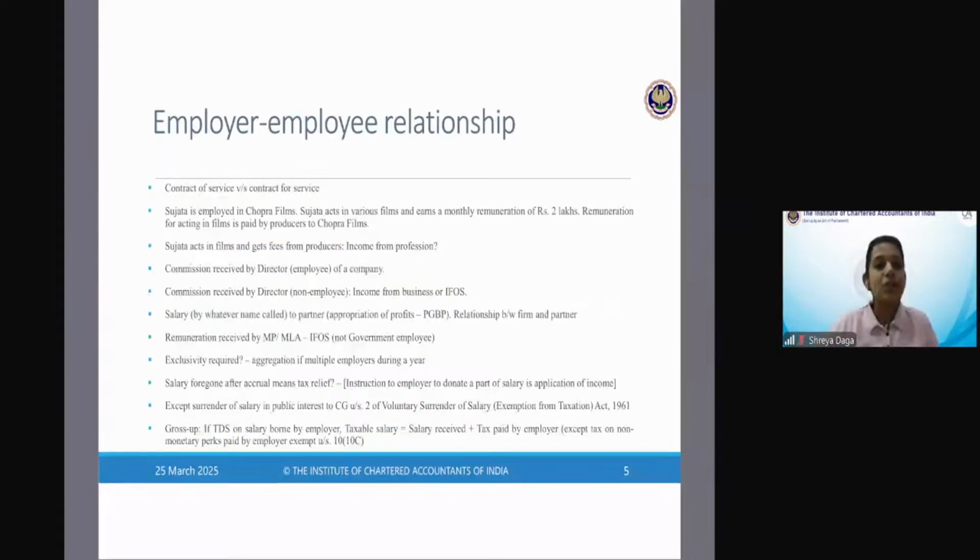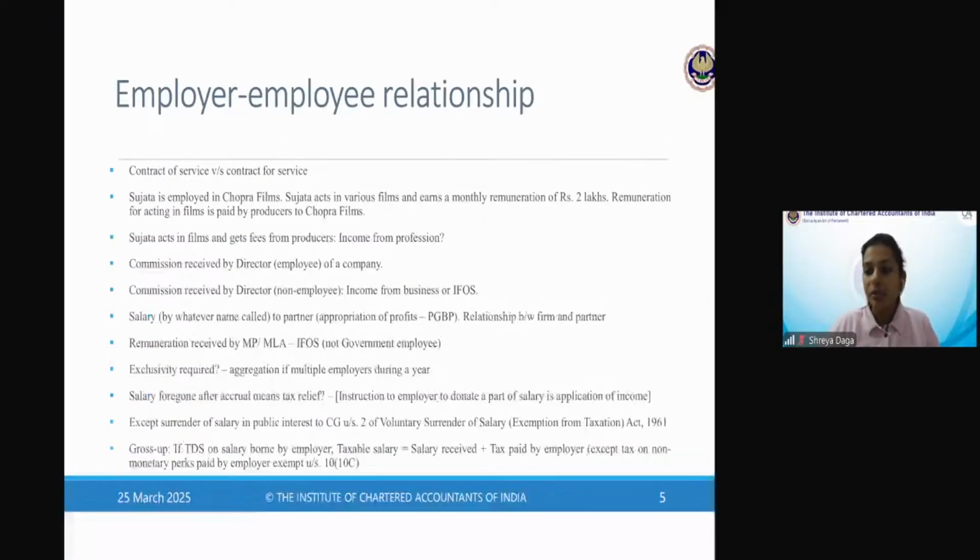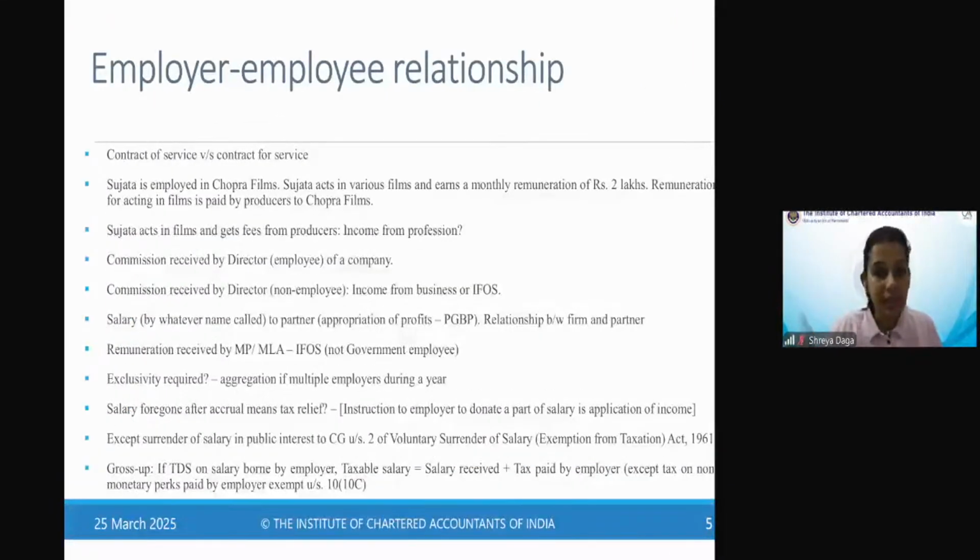We did that there has to be an employer-employee relationship for the purpose of charging something under the head salary. Because if you receive something from somebody, whether or not it is salary in the first place is based on whether or not there is an employer-employee or master-servant relationship, a control relationship between the employer and employee.